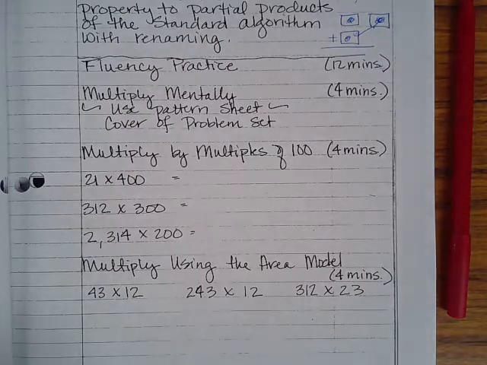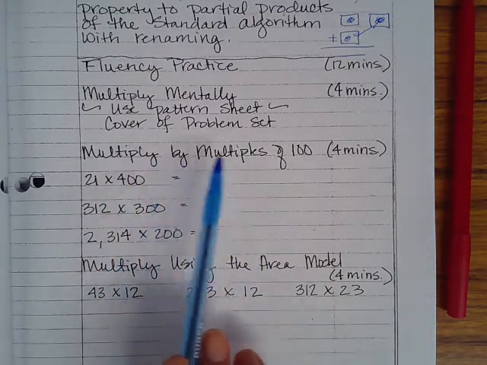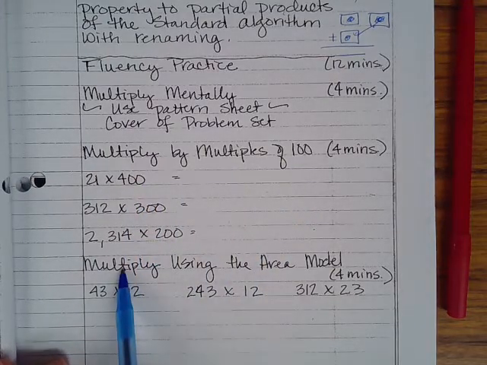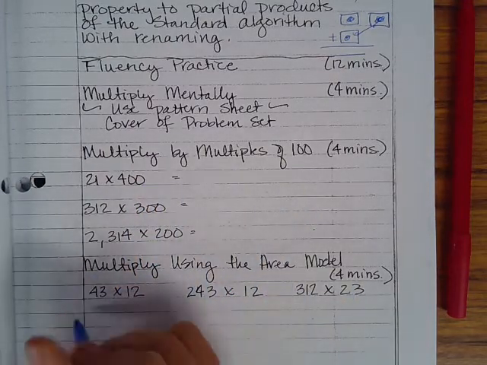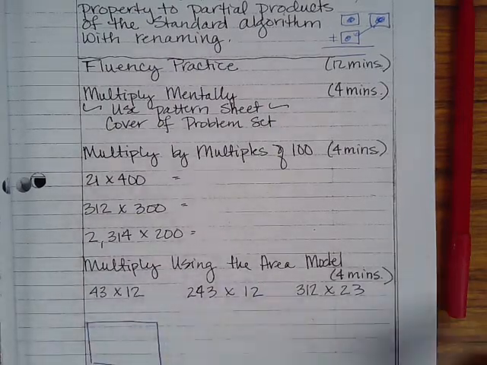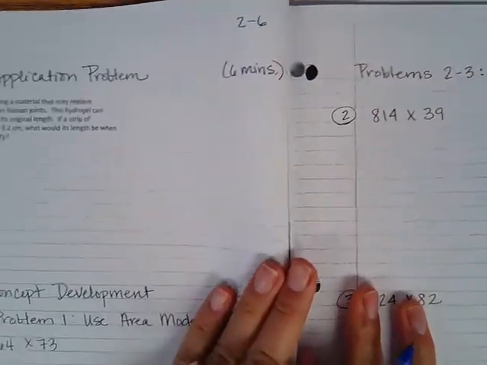All right, so the rest of our fluency is to multiply by multiples of 100 really quick. Then I want you to multiply using the area model. So yes, I want you to draw. Each one has to have an area model. Then your application problem.